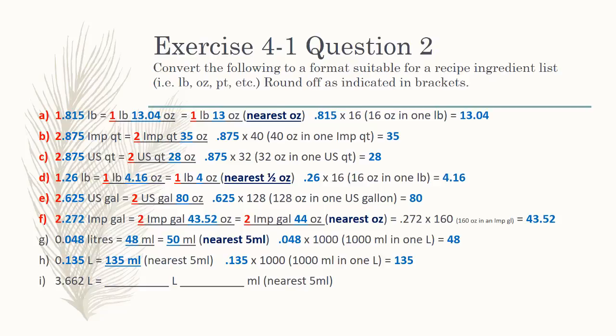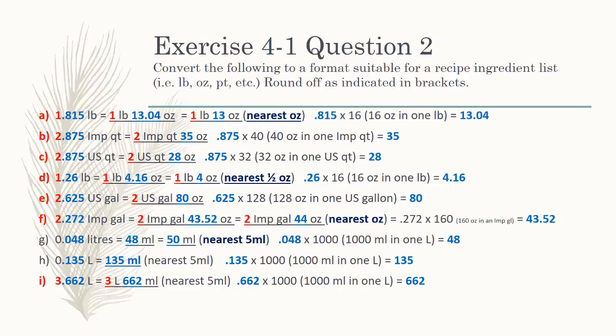3.662 liters, and we want to convert that into liters and milliliters. Well, we're back to our no-brainer part. We had 3 whole liters in its decimal. We're going to have 3 whole liters in its liter and milliliter equivalent. We're going to take decimal 662. We're going to multiply it by 1,000, the amount of milliliters in a liter. We get 662. That's going to go over here, but that needs to be rounded to the nearest 5 milliliters.